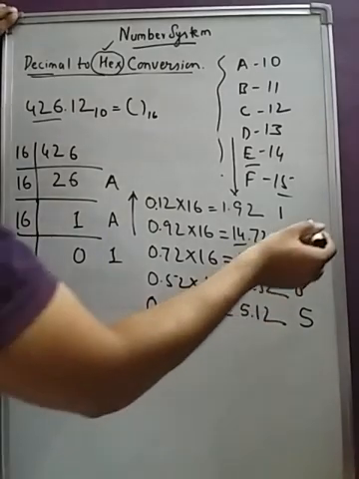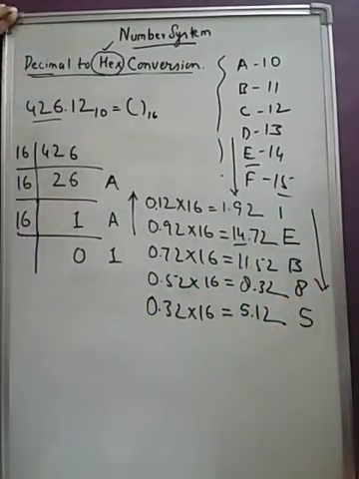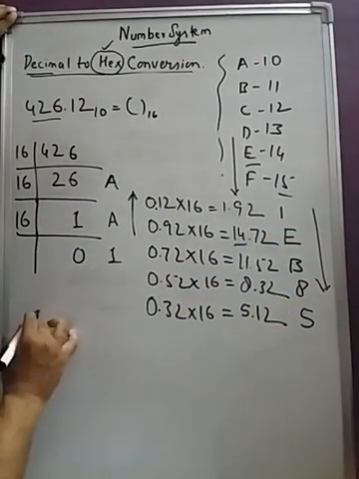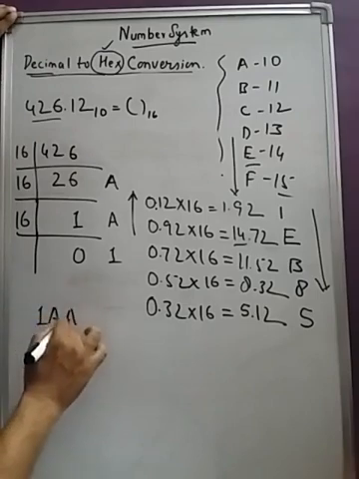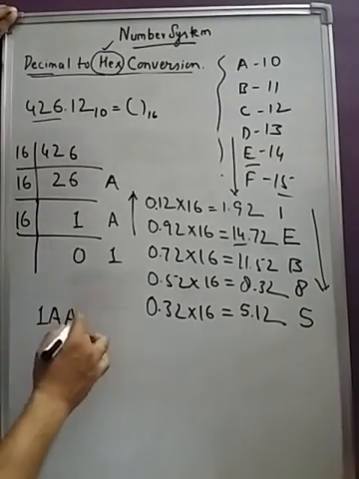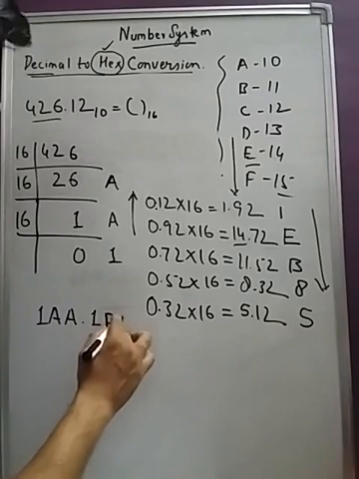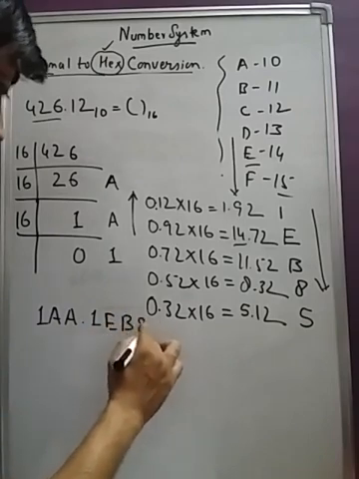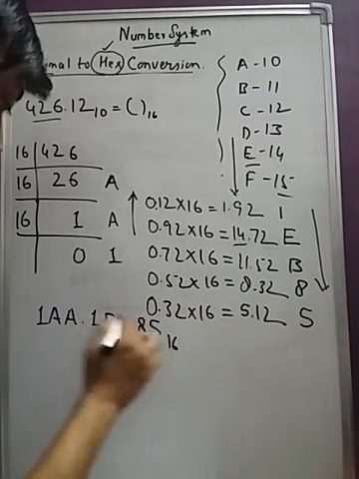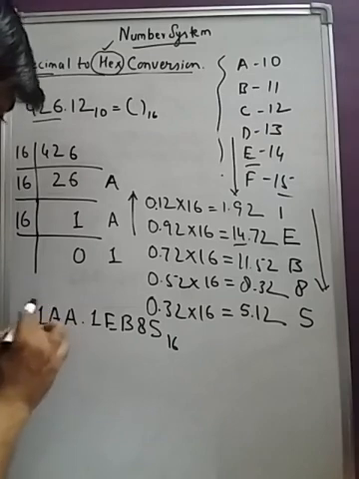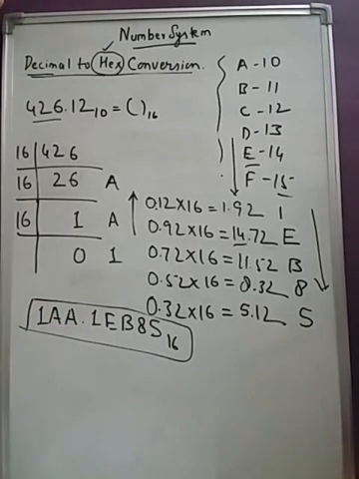Now for the fractional part, you write from top to bottom. So what will be the answer? The answer is 1AA dot 1EB85 base 16. So this is the final answer for this question. Let's get to the next question very quickly.